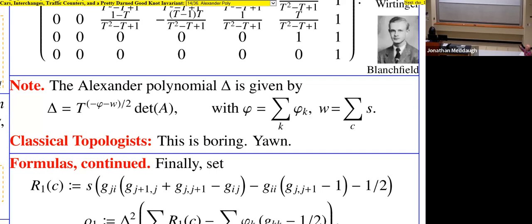So it's just the determinant of the matrix A, renormalized by some power of the variable T. And the power is T to the minus phi minus O minus W divided by two, where phi is the total rotation number and W is the sum of the signs of all the crossings of the knot. And now if you're a classical topologist, is there a classical topologist in the room? There has to be. So, I mean, if you're a classical topologist, you should like, oh no, this is so boring. Okay, and in fact, it's boring. Well, I mean, it was known when pictures were black and white.